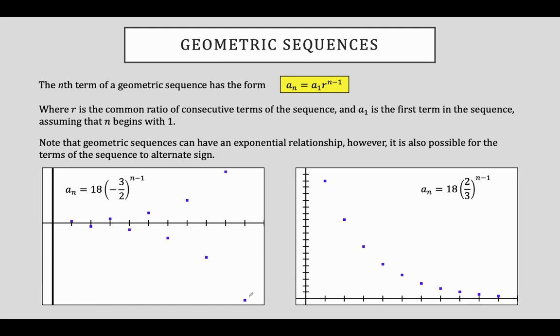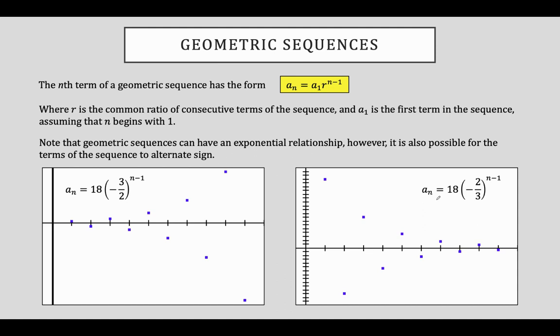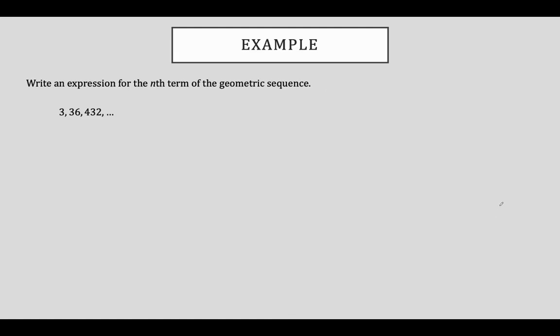Similarly, here I have a subscript n equals 18 times negative 2/3 raised to the n minus 1. Again, the common ratio here is negative, which causes the terms of the sequence to alternate signs, changing from positive to negative. So let's do a few examples where we come up with expressions for the nth term of a geometric sequence.